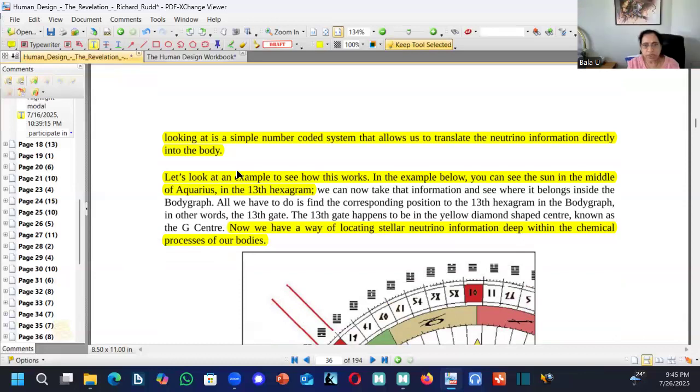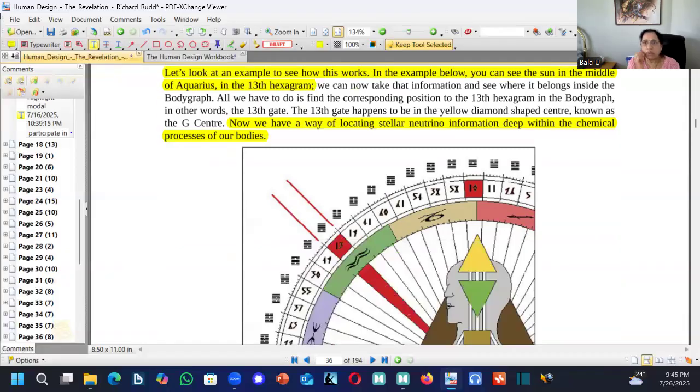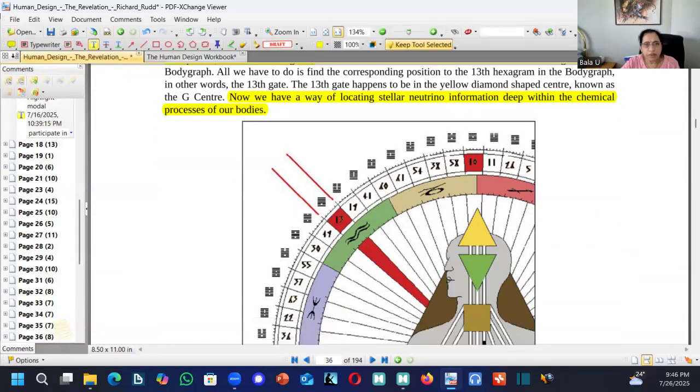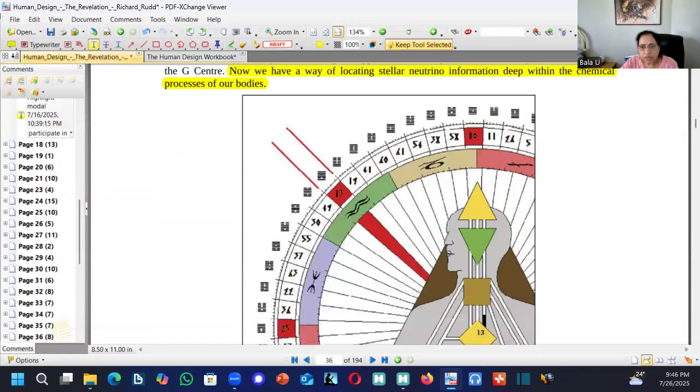Let us look at an example to see how this works. In the example below, let's go one more line up, you can see the sun in the middle of Aquarius in the 13th hexagram. We can now take the information and see where it belongs inside the body graph. All we have to do is find the corresponding position to the 13th hexagram in the body graph. In other words, the 13th gate. So here, this dark brown.